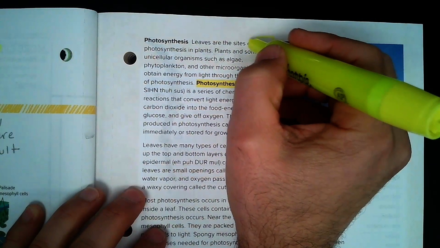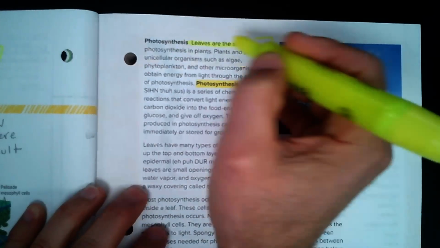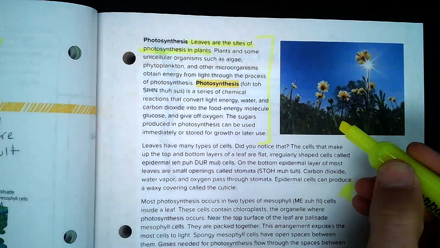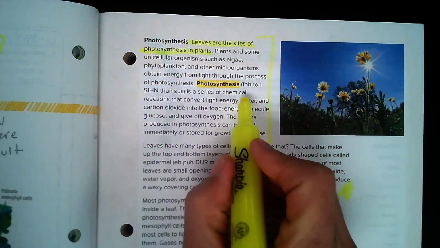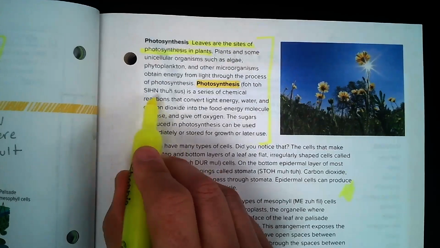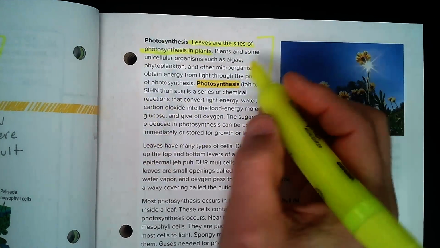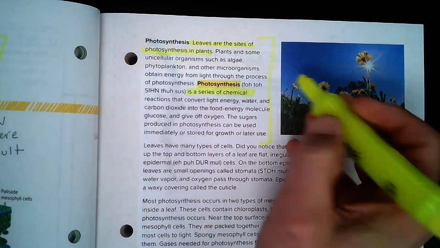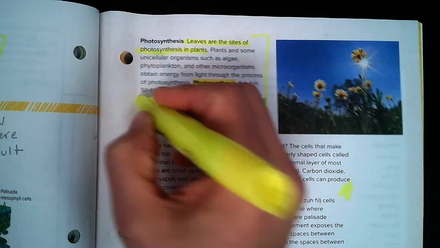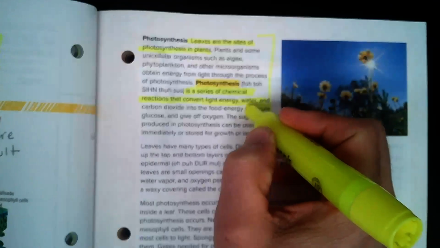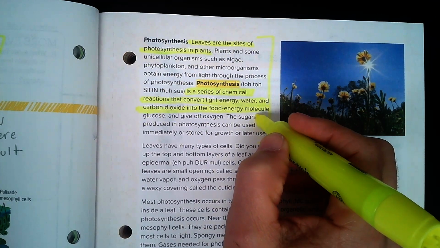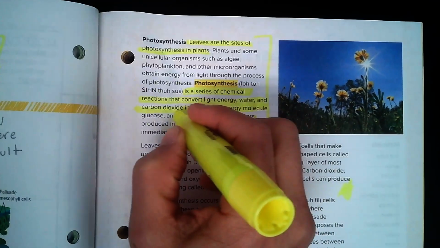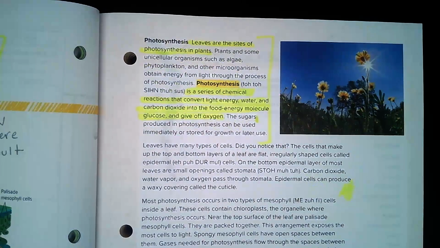Can you go ahead and pause the video and read this section? Now we have the where, so hopefully you are highlighting that leaves are the site of photosynthesis in plants. And we're also going to highlight the definition of photosynthesis. It's a series of chemical reactions that convert light energy and water and carbon dioxide into food energy molecules. And they give off oxygen.